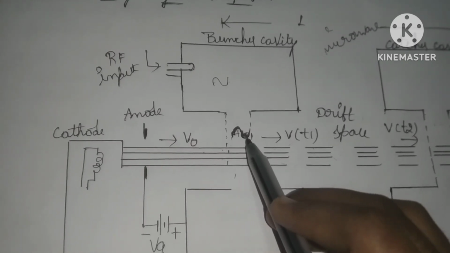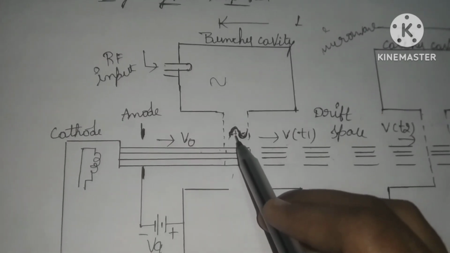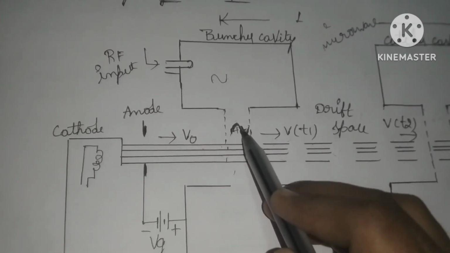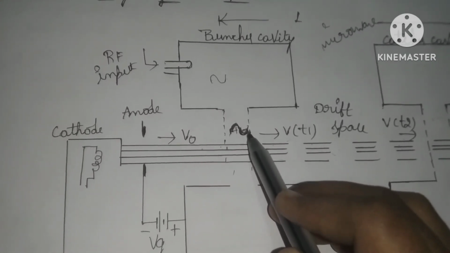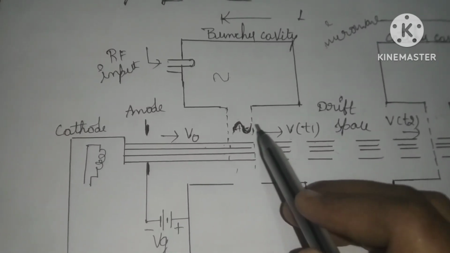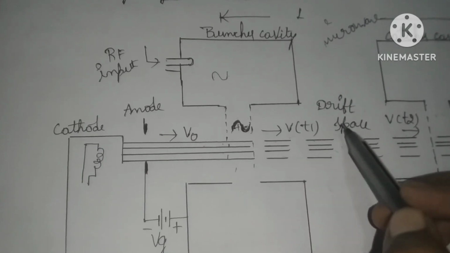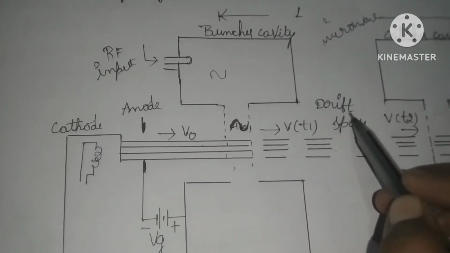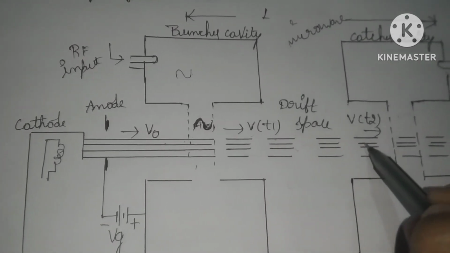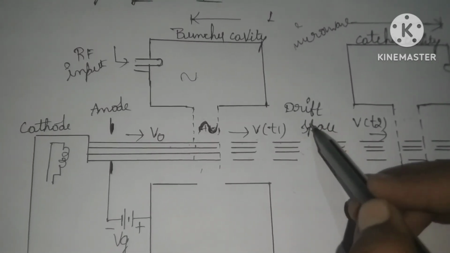When the electron beam passes through the negative half cycle of the RF input, the velocity of the electron beam is decreasing. Because of the variation in the velocity of the electron beam, the bunching will take place. The maximum bunching takes place at the drift space, and because of this bunching. And what is velocity modulation?